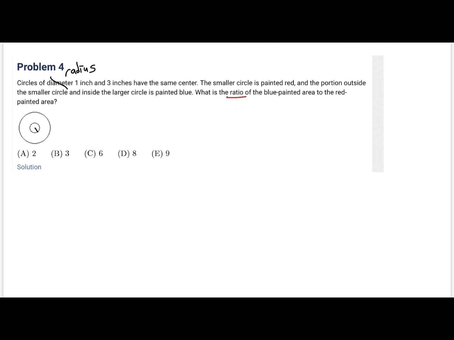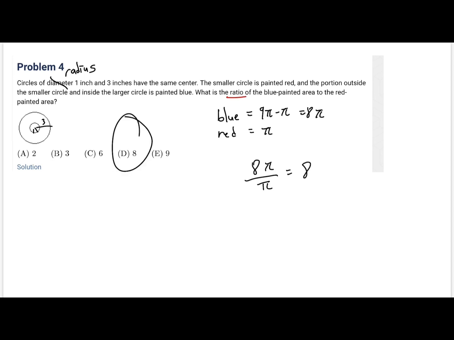So the radius of this is 1 and the radius of this is 3. So blue would be 9 pi minus pi, which is 8 pi, and the red would be just pi. So it's 8 pi over pi, which is 8. So it's 8, it's D.